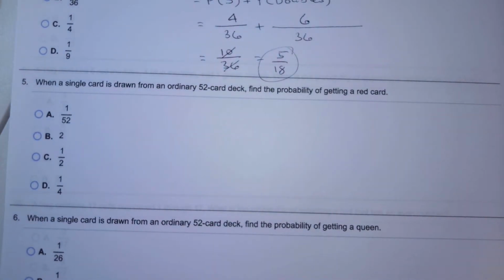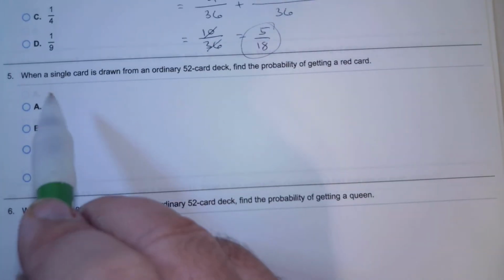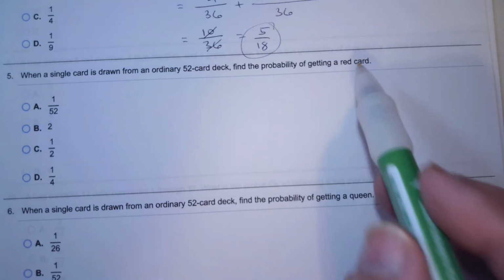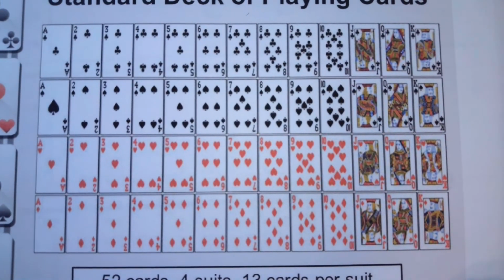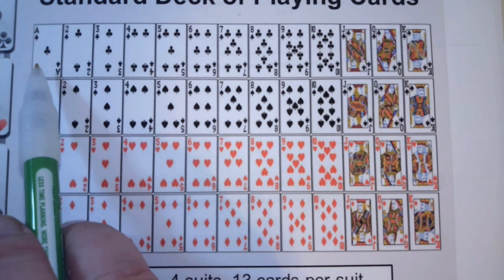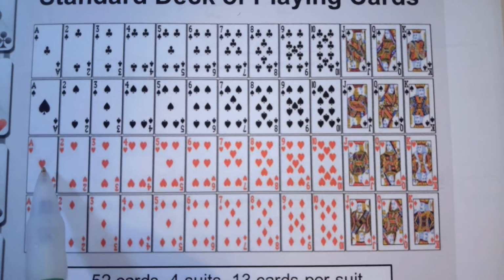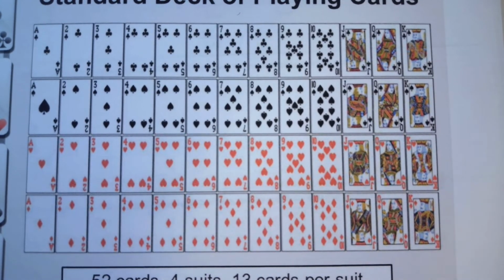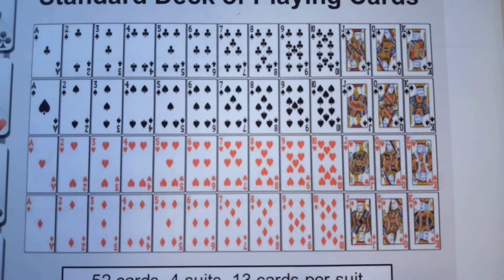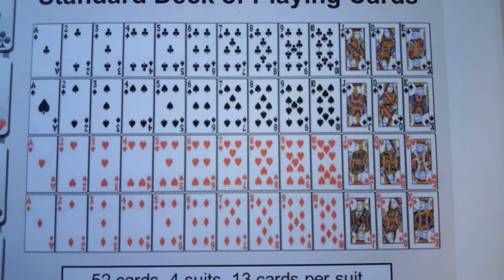Alright, now use the next picture, because now we're talking about a deck of cards. A single card is drawn from an ordinary deck of 52 cards. Find the probability of getting a red card. And here's a standard deck of cards. There are 52 cards. You have clubs, spades, hearts, and diamonds, and there are 13 of each. There are 52 total. So 13 plus 13 plus 13 plus 13 is 52.